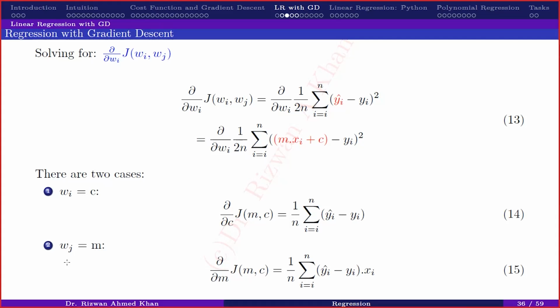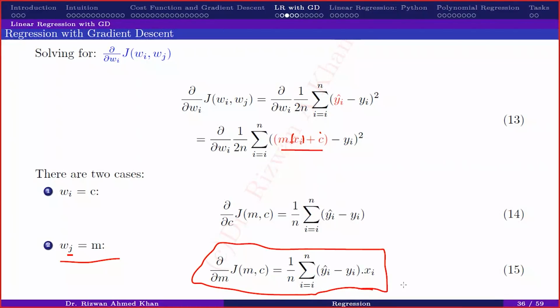The second case is when w_i is equal to m, or here I have written w_j, just to let you know that this is a different parameter. Once you differentiate with respect to m, again this 2 cancels out, you write this whole thing, and then you differentiate the inner function with respect to m, making c constant this time. When you differentiate mx_i with respect to m, you will get x_i only, right? So this is the partial derivative with respect to m.